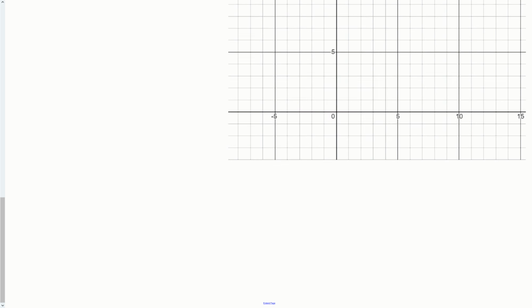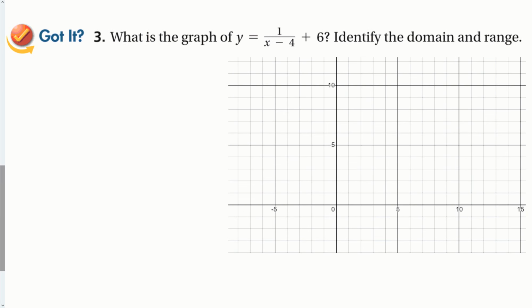Okay, so for this one, graph of -4. So that is right 4. And +6. So here are my two asymptotes, which makes my domain everything except for -4, my range everything except for +6. I know my graph is going to be in the first and the third quadrants.